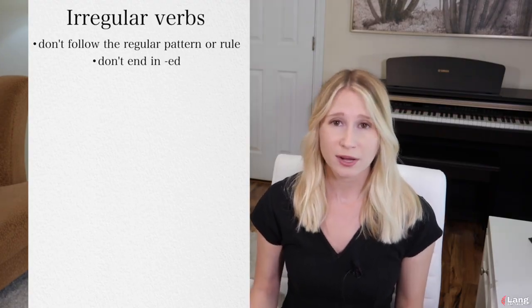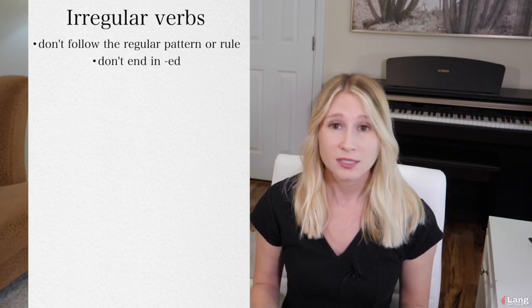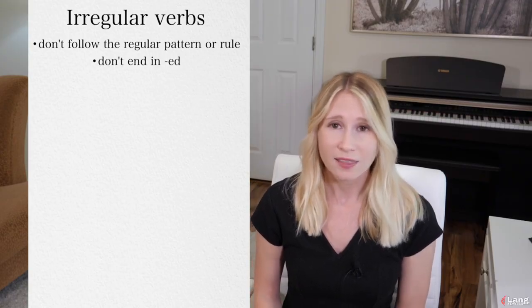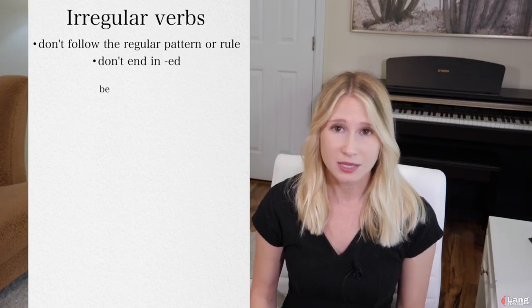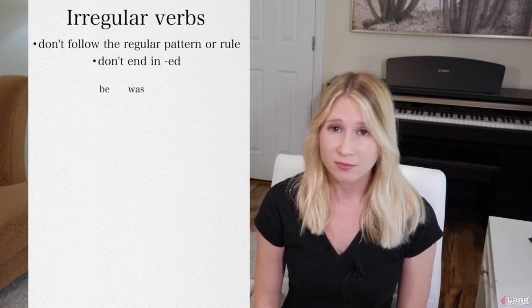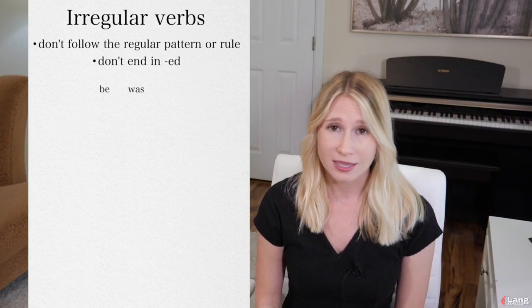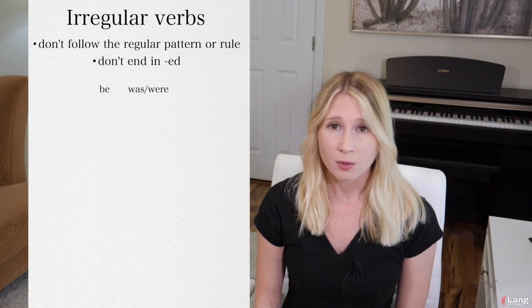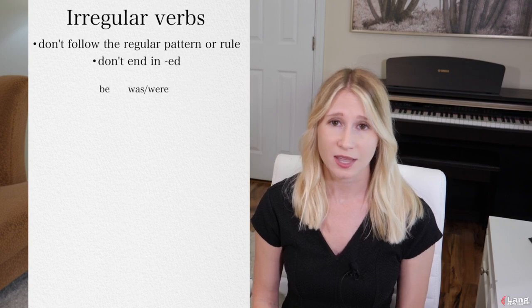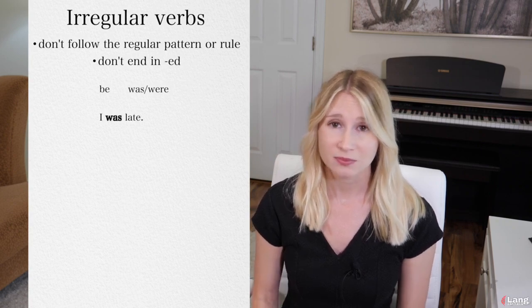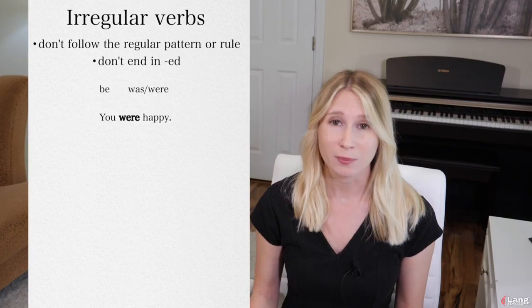The first irregular verb is used a ton in the English language, and that verb is be. The past tense of be is was, which is used for I, he, she, and it, and were, which is used for you, we, and they. For example, in a sentence we could say, I was late, or you were happy.